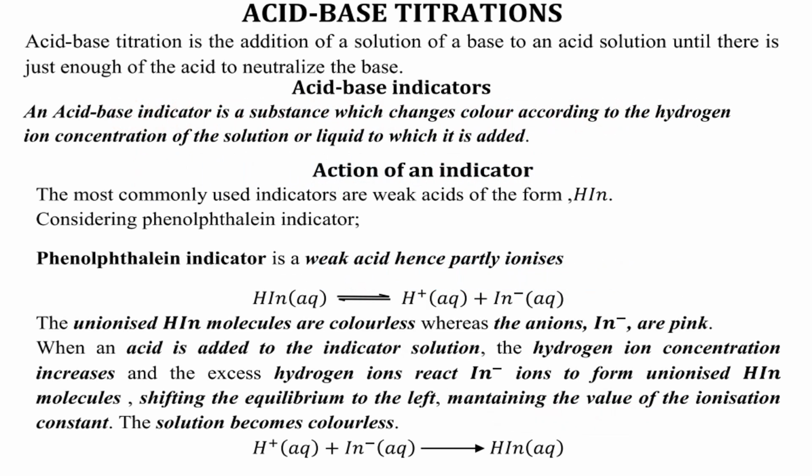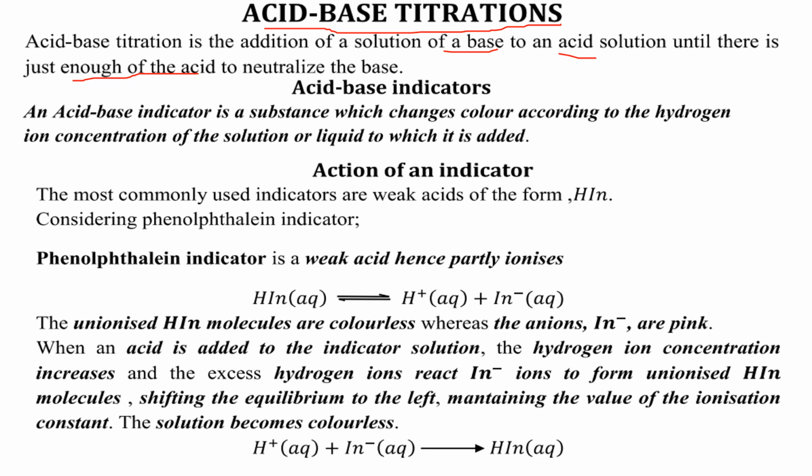With acid-base titrations, which is the main topic that we are going to be elaborating specifically in this video, we are saying that an acid-base titration is the addition of a solution of a base to that of an acid until there is just enough of the acid to neutralize the base. In other words, this can be a neutralization reaction. Acid-base titrations are the ones that you carry out in your laboratories, and they are made purposely to find the end point or the neutralization point where the acid has completely neutralized the base. It's the acid that is being added to the base.